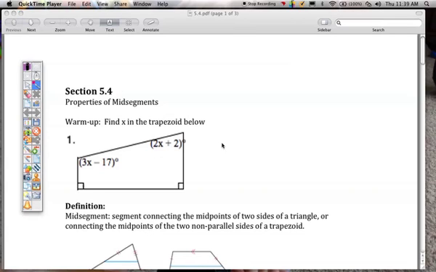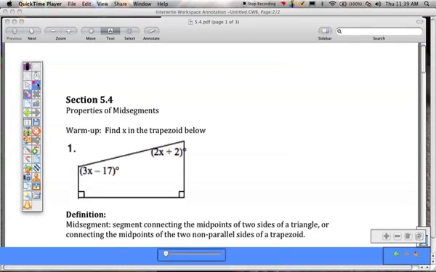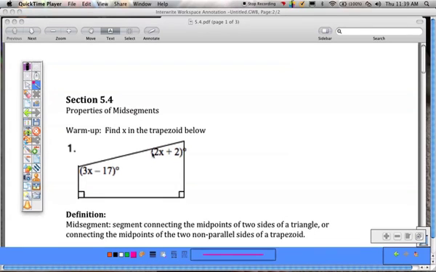Find x in the trapezoid below. There's a couple different ways that you can solve for this. One way is it's a four-sided figure, so you know there's 360 degrees in a four-sided figure. So you can add up all the angles. We have 90 plus 90, which is 180. If we add up all the x's here, we have 5x. And then combine like terms, negative 17 plus 2 is negative 15.